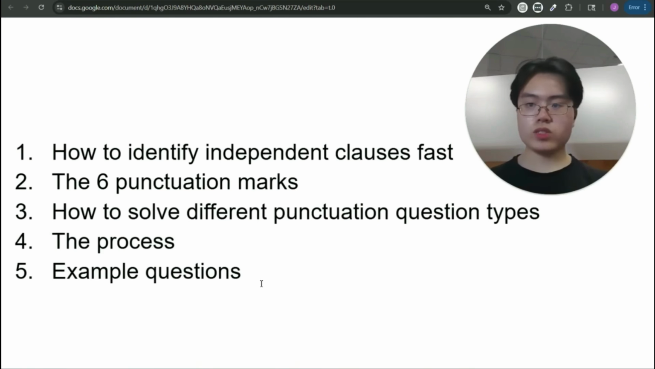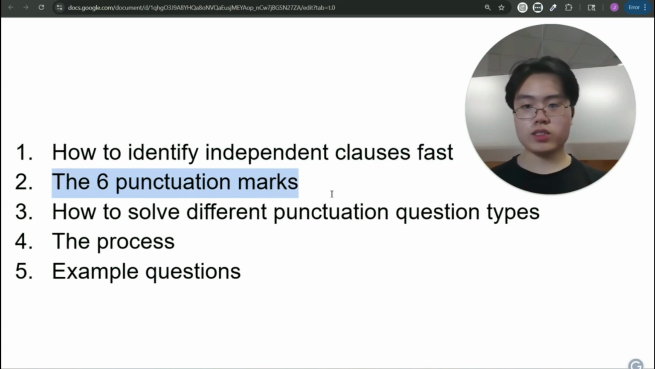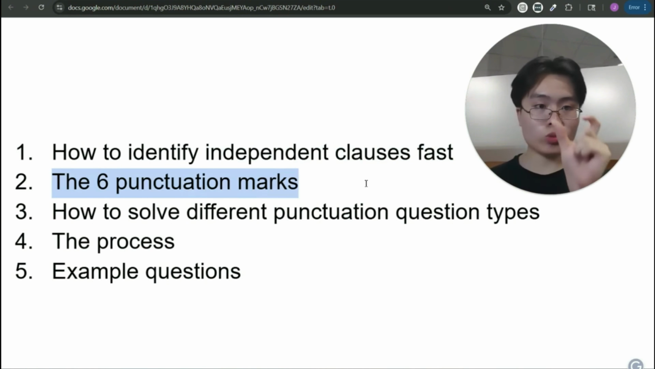Here is the agenda for today. We're first going to go over how to identify independent clauses fast. I'm willing to bet that my method is completely different from how you solve it, and my way is way faster as well. Then we're going to go over the 6 punctuation marks on the SAT. There are really only 6 that you need to know, and I'm going to go over specifically how to know when or when not each one of them is correct.